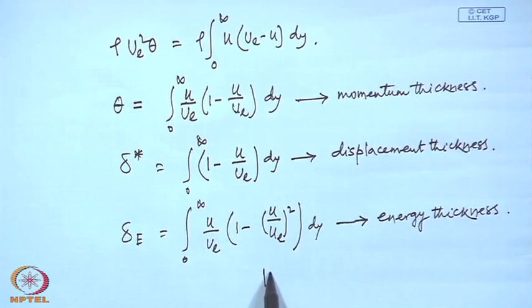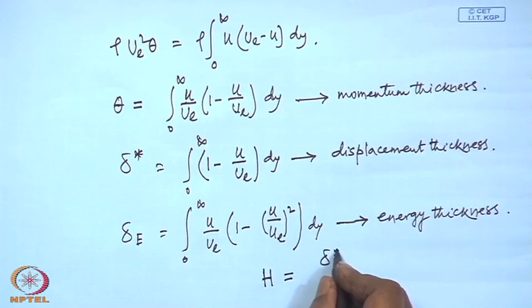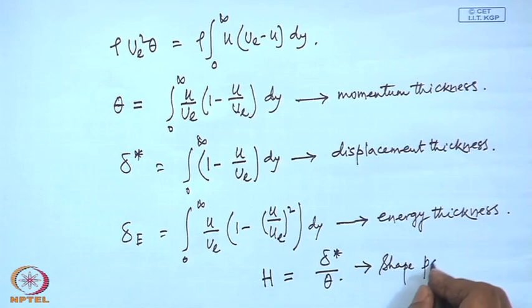And a very important parameter, which is called the shape parameter or shape function, is defined as delta star by theta. The ratio of displacement thickness to momentum thickness is called the boundary layer shape parameter. As it happens, this shape parameter is always greater than 1, that is, delta star is always greater than theta. Displacement thickness is always more than momentum thickness.